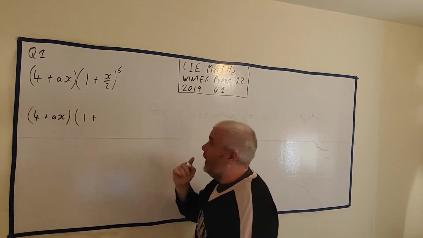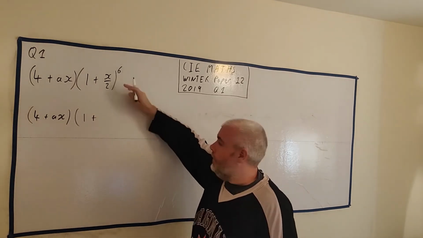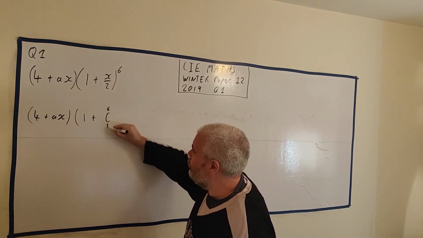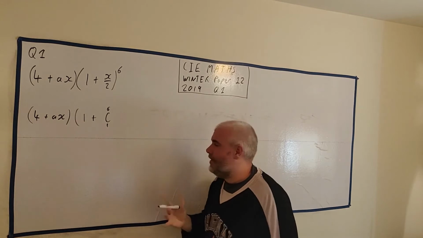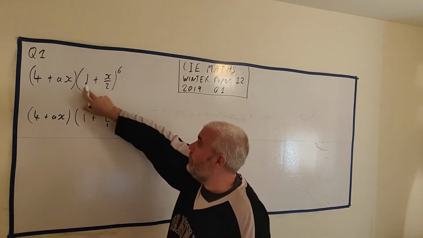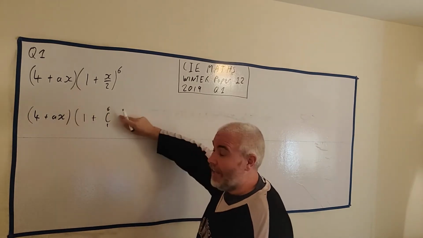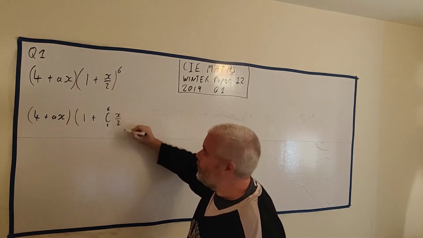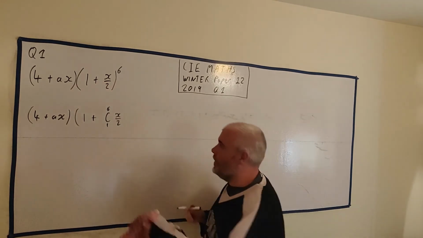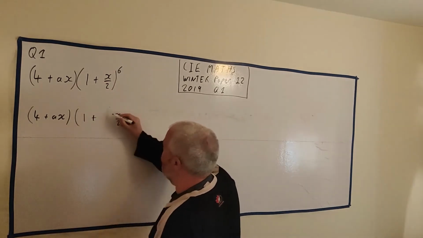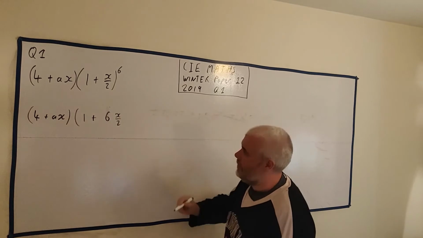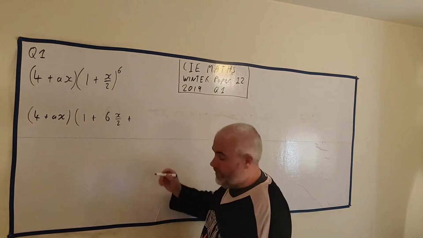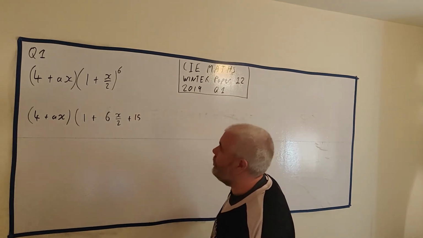plus 6 choose 1. Now that's just 6 in this case. Multiplied by the first term to the power of 5, again that's just 1. And the second term to the power of 1, x over 2. So we'll get 6 x over 2. The next term will be 6 choose 2, which is 15.